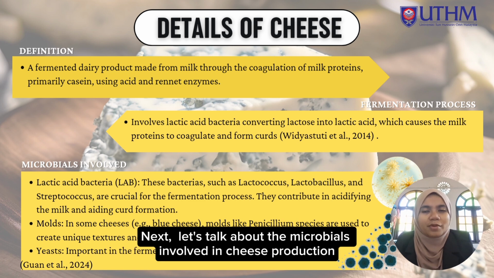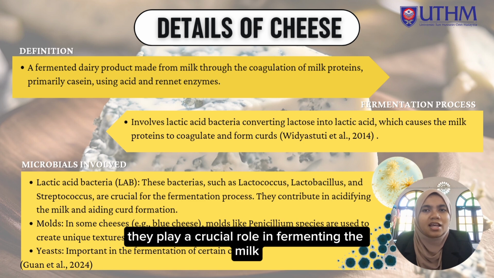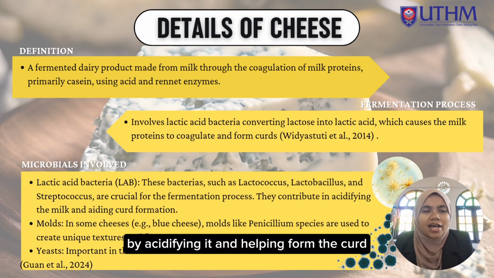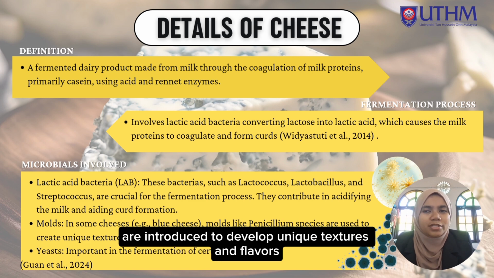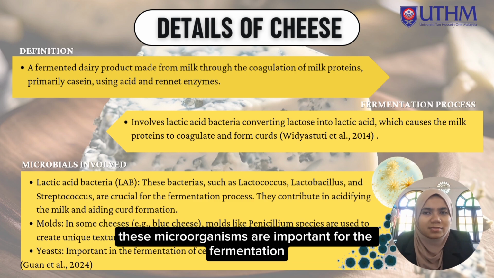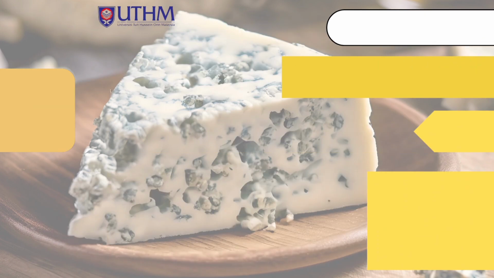Next, let's talk about the microbiomes involved in cheese production. First, we have lactic acid bacteria, or LAB. This includes Lactococcus, Lactobacillus, and Streptococcus species. They play a crucial role in fermenting the milk by acidifying it and helping form the curd. Then we have molds. For example, in blue cheese, molds like Penicillium species are introduced to develop unique textures and flavors. Lastly, yeast. These microorganisms are important for the fermentation of certain specialty cheeses.